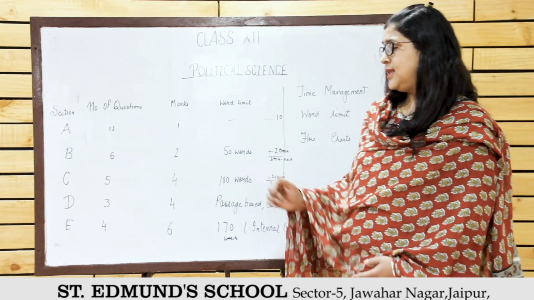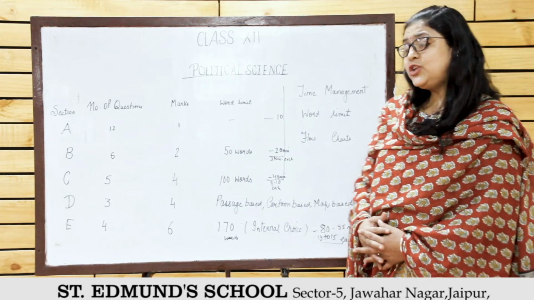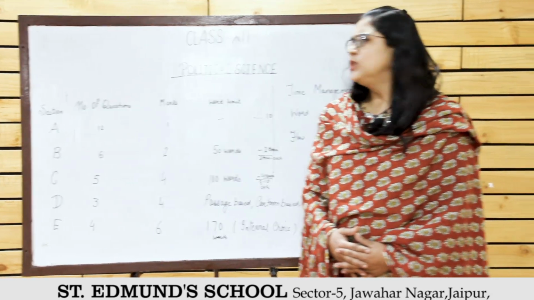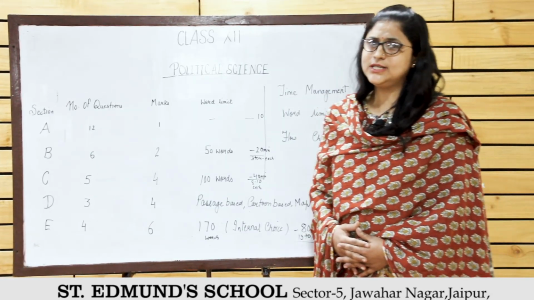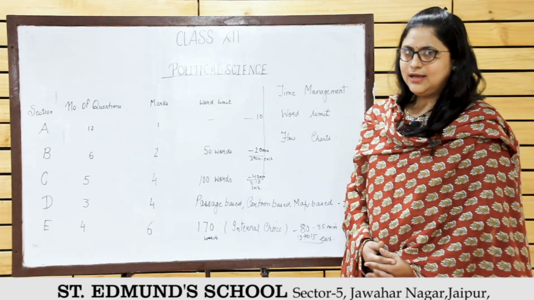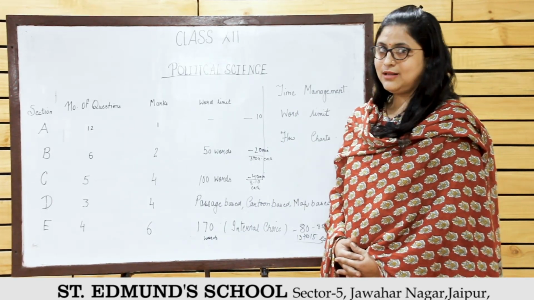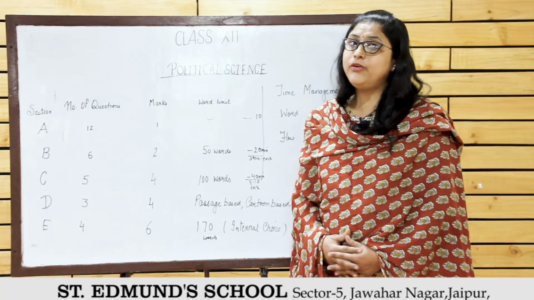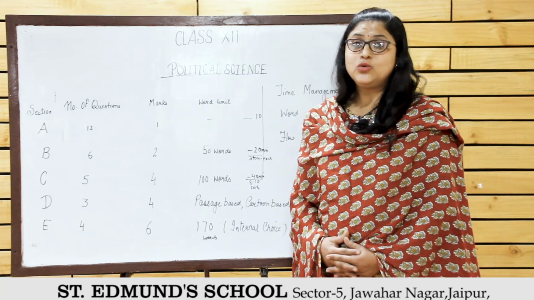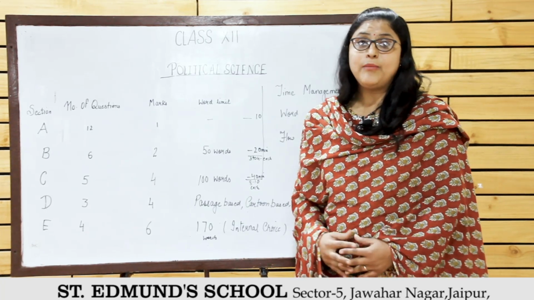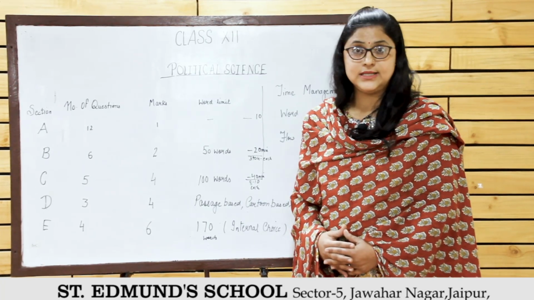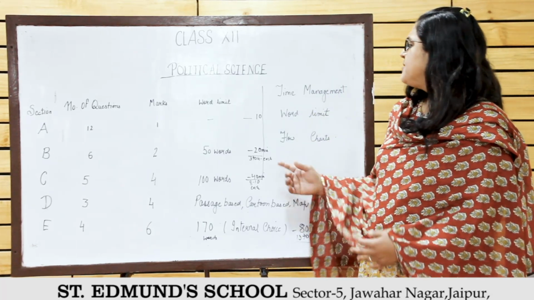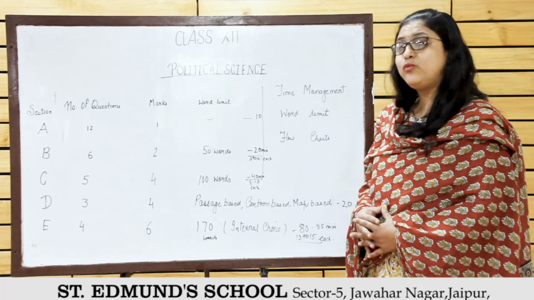In section A, there are 12 questions and each question carries 1 mark. So you have to give 10 minutes to this section A. In section B, there are 6 questions. Each question carries 2 marks and there is a word limit, 50 words for each question. So you have to write according to the question and in points. So maximum 20 minutes, and each question 3 to 4 minutes.